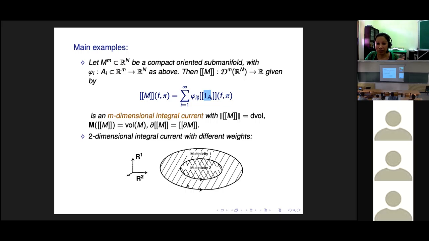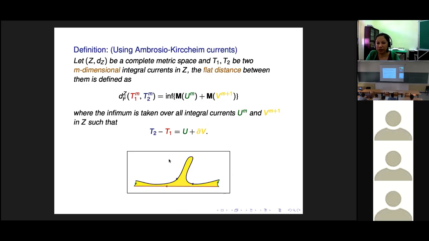And then another one that is more interesting is that you can choose, for example, in this example, I divided my manifold, which has a boundary, into regions, the annular region and the smaller ball. In the smaller ball, I put multiplicity 2, so the weight equals 2. And then in the annular region, I put weight equal to 1. And then this is a current, or an integer rectifiable current, or an integral rectifiable current. And it has two boundary components, one that comes from the outer circle, and then an inner circle, because the multiplicities don't match. Okay, so then you know what it is, and I can talk about the distance that we use.